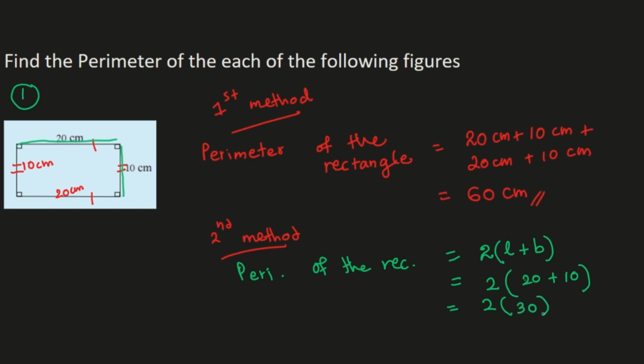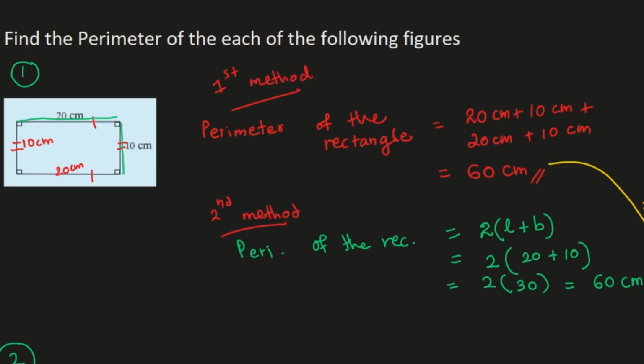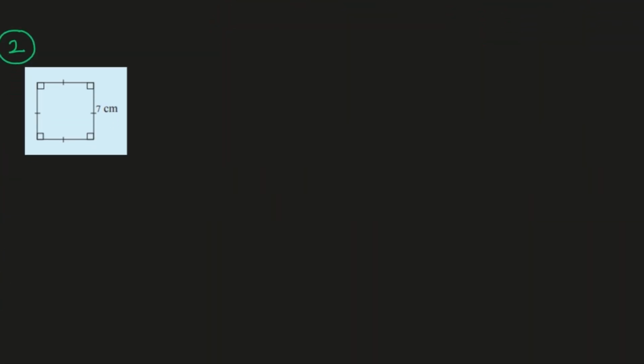Could you remember the BODMAS rule? So what do you have to do first? You have to calculate everything inside the brackets first. So 20 plus 10, it's 30. 30 into 2, the value will be what? 60 centimeters. Okay, with that you can see that both these answers are equal to each other. So you can use either method that you prefer, either this one or the other one. Okay, let's go to the second figure.